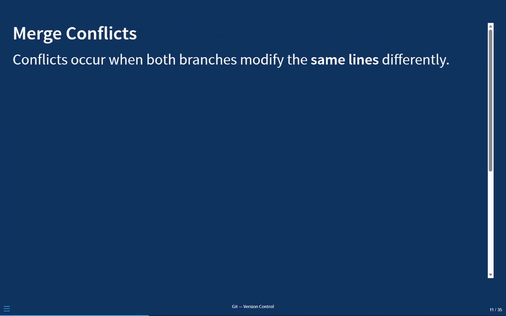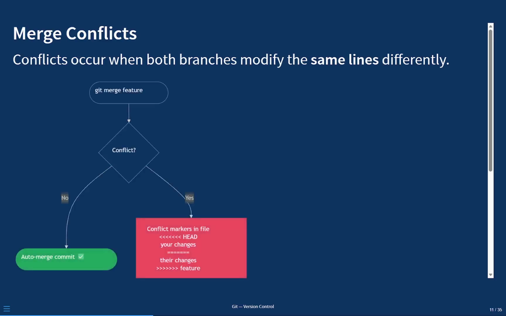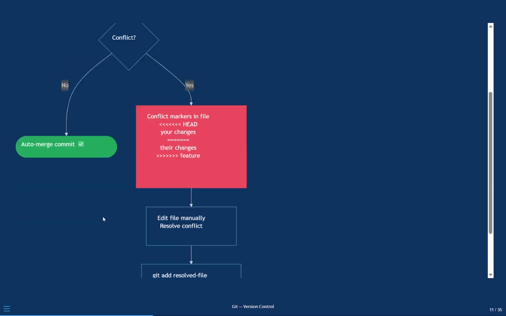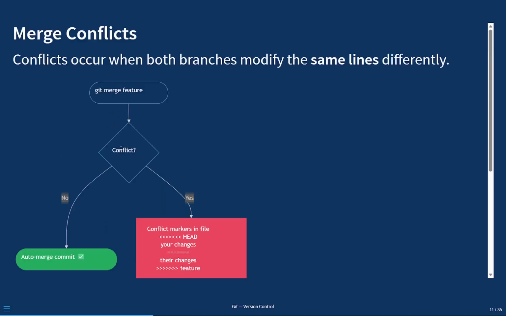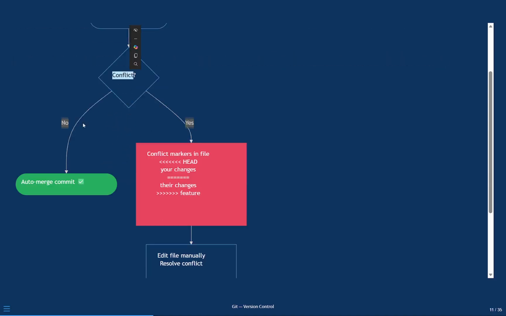Next, merge conflicts are one of the things that intimidates new Git users the most. Let's demystify them. A conflict occurs when both branches have modified the exact same lines in the same file in different ways. Git cannot decide which version to keep. It needs you to decide. Click, the flowchart on the left shows the process. You run git merge feature. Git checks whether there are any conflicting changes. If there aren't, it creates the merge commit automatically and you are done.